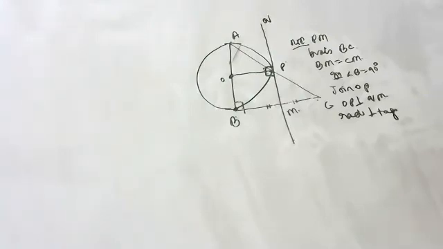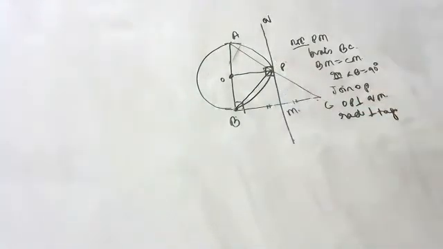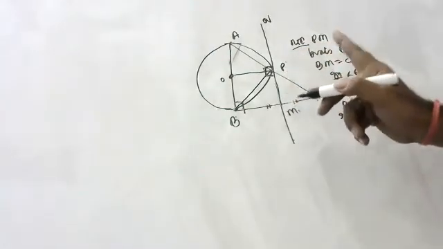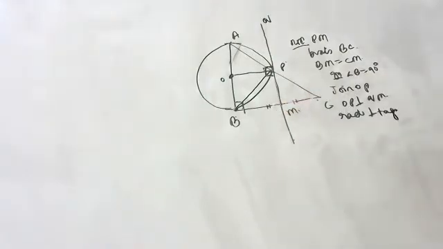Sir, can we join P and B? Yes, we can join, there is no problem. We can join anything. We can prove similarity, sir. One side is equal. How do you prove similarity? I thought we can take PM as common side, but I'm not able to. BM is equal to CM, that only we should prove.